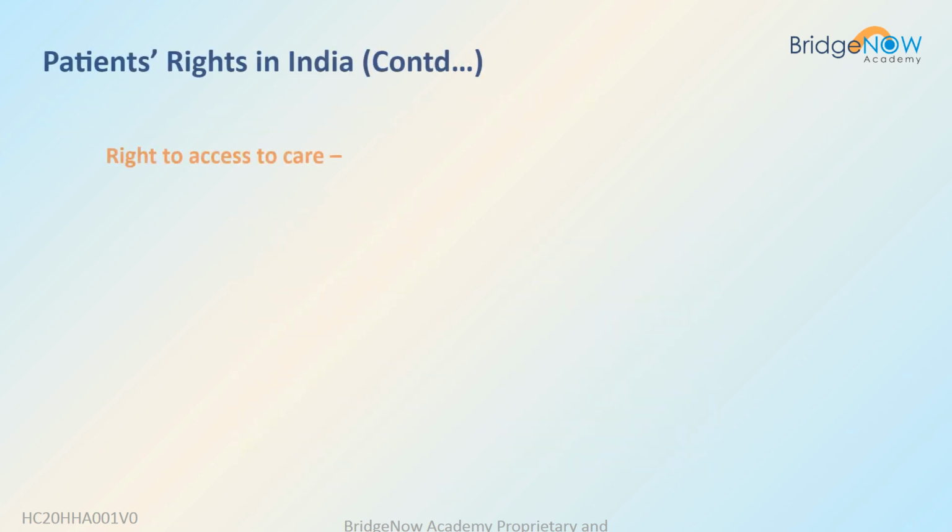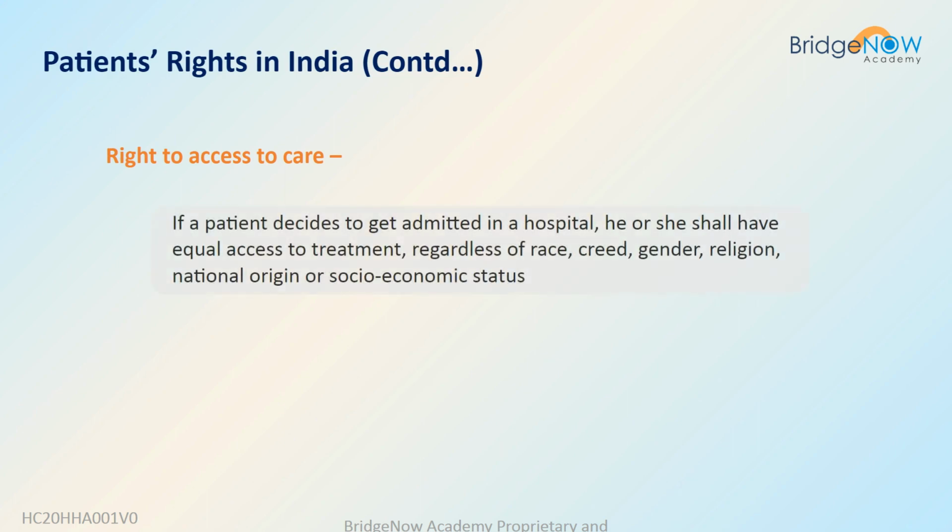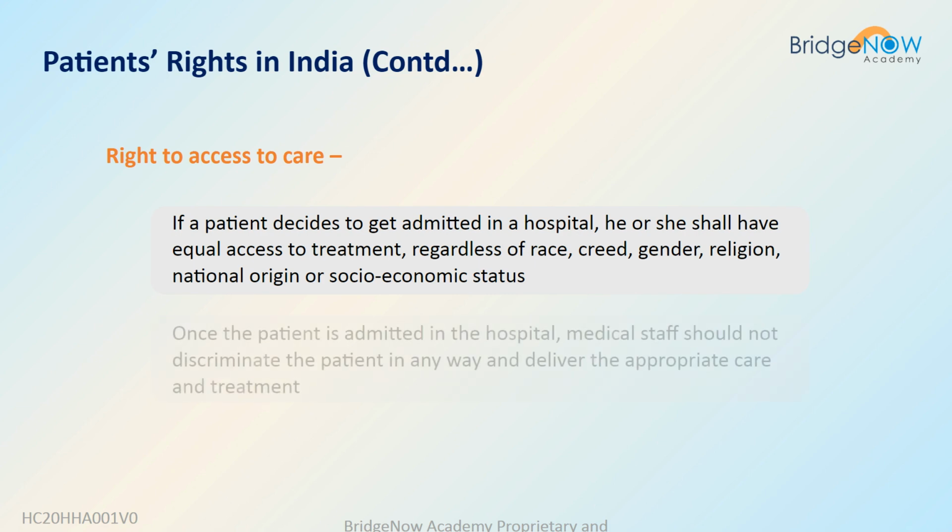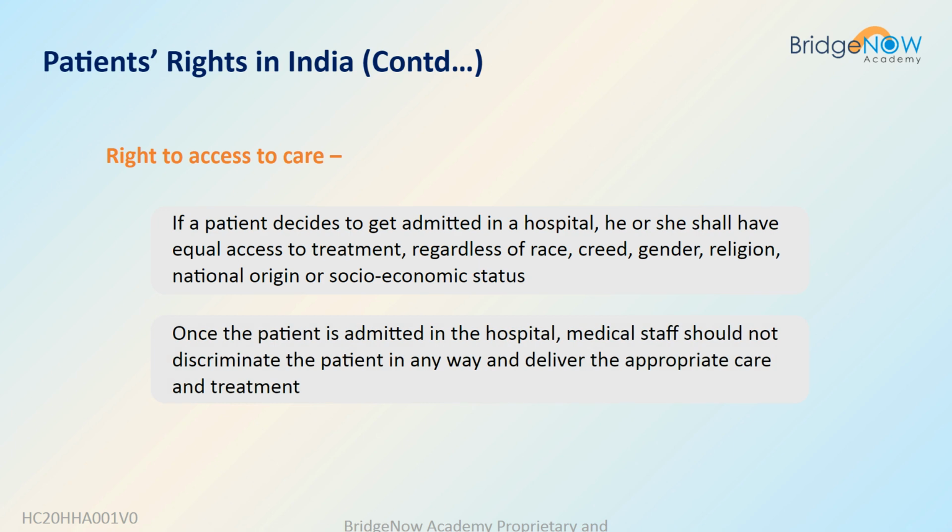Right to access to care. If a patient decides to get admitted in a hospital, he or she shall have equal access to treatment regardless of race, creed, gender, religion, national origin, or socio-economic status. Once the patient is admitted in the hospital, medical staff should not discriminate the patient in any way and deliver the appropriate care and treatment.